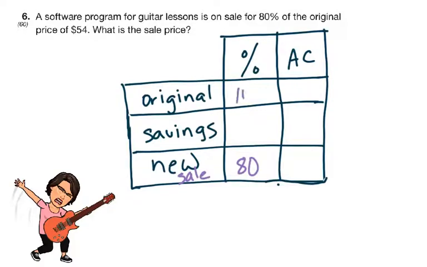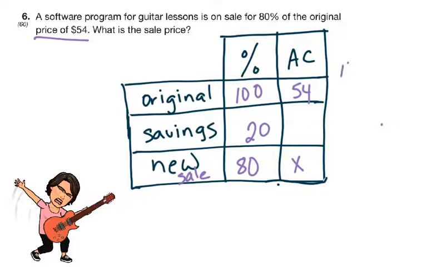Remember, your original price is 100%. The original price was $54, so that's your actual count. And it says what was the sale price. So they want to know what the sale price is here. Your savings would be 20%, and we don't really need to know the actual count of the savings because we just need to know the new price.